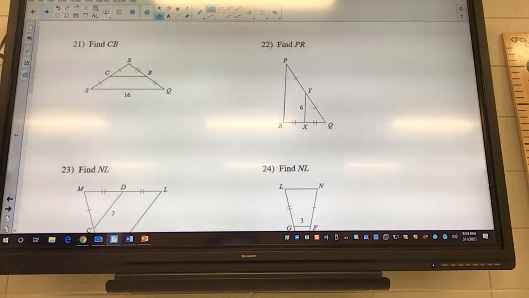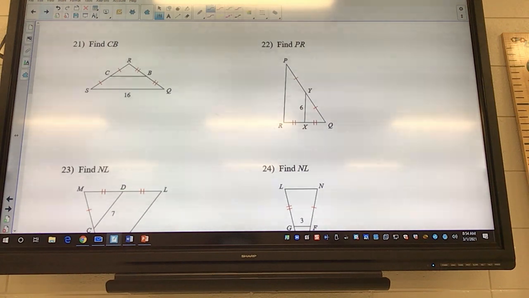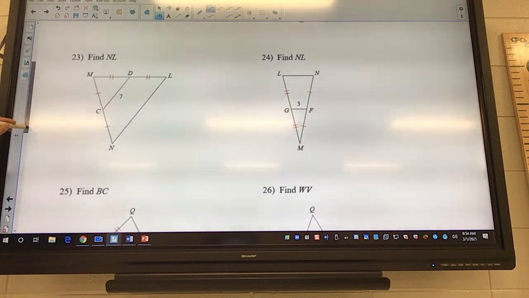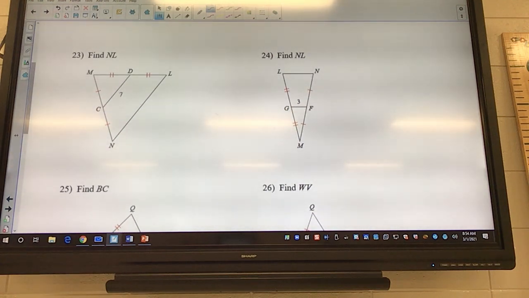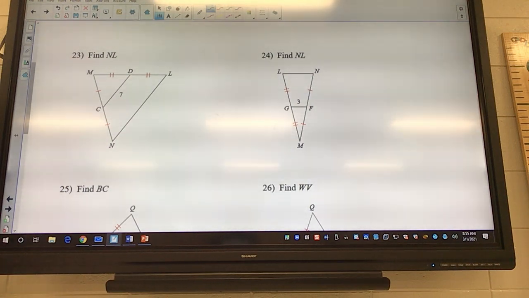Okay, CB, is CB going to be the smaller or bigger one? Smaller. It's smaller, and what is the bigger one? 14, and then it will be divided by 2. Not 14, 16. It's 16, so what's the smaller one going to be? 8. Okay, NL, is that bigger or smaller? Bigger. It's the bigger one, and the smaller one is what? 7. 7, so what's the bigger one going to be? 14.